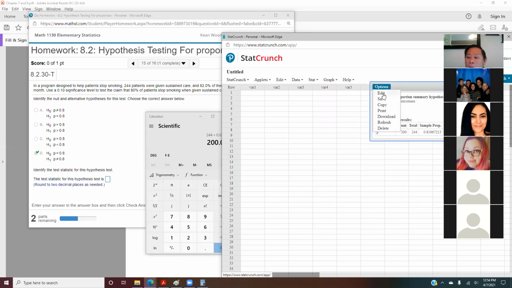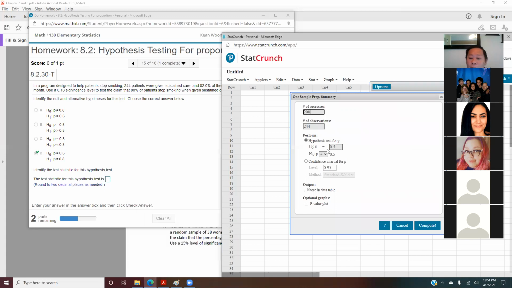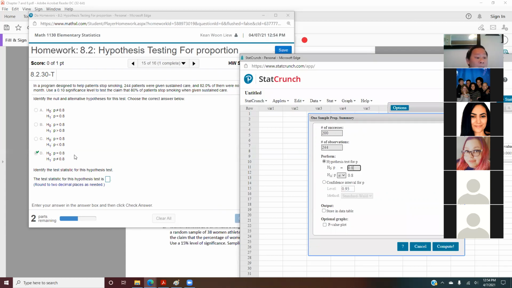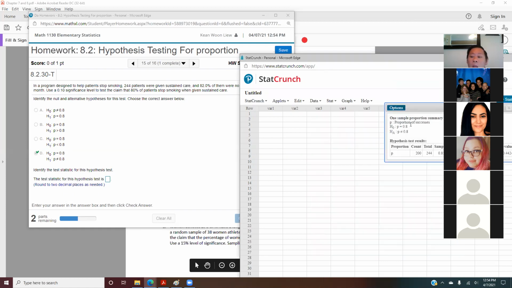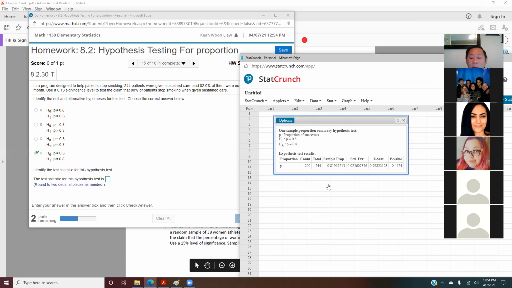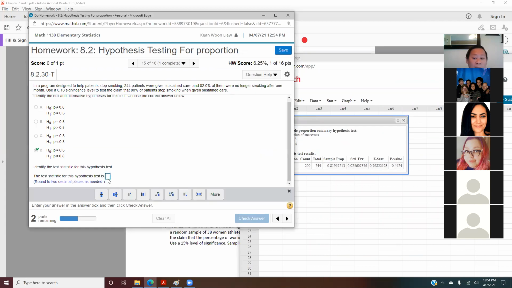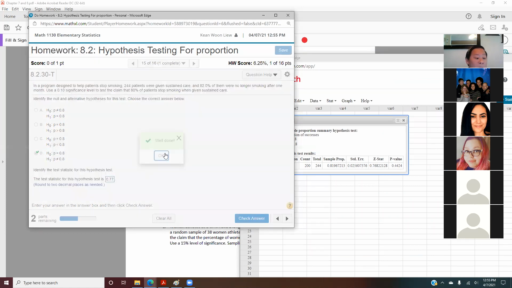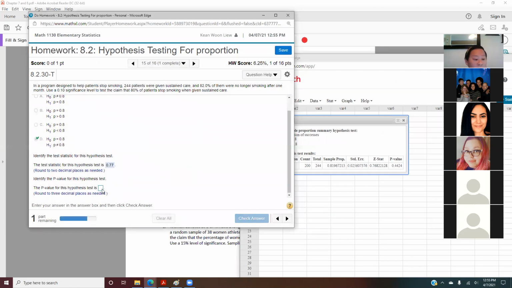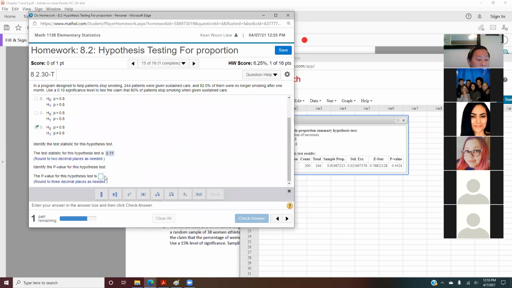Oh, sorry, too quick. I forgot to change this. The 0.8 is the one that we use, so we're going to use the 80%. And where does the 80% come from? It comes from your claim statement here. And we are also testing for equal and not equal to. And this is what you will get. Again, the last two numbers are what you're reporting. So your test statistic will be 0.7677 to 2 decimal places, and your p-value in this case will be 0.442.